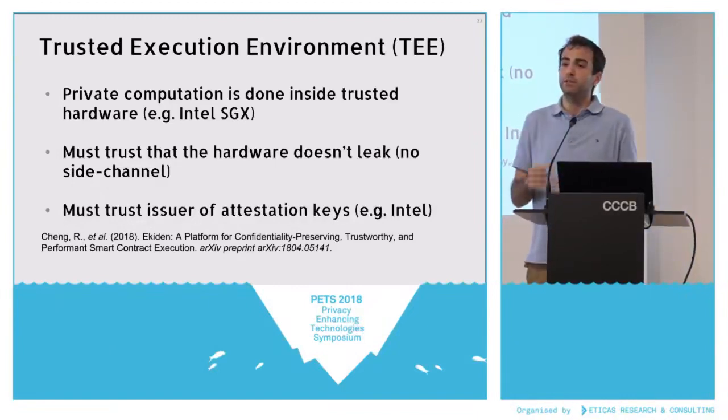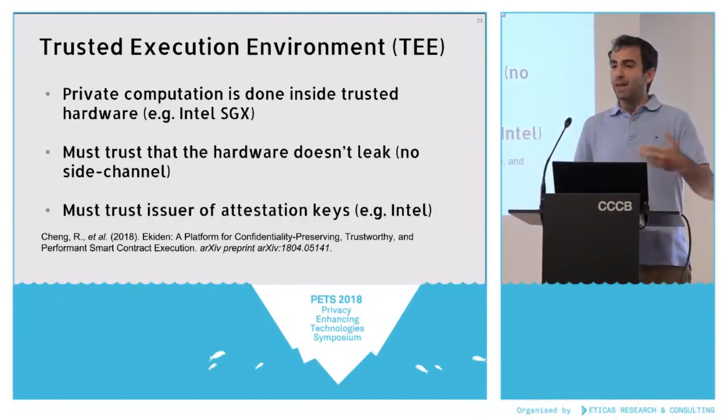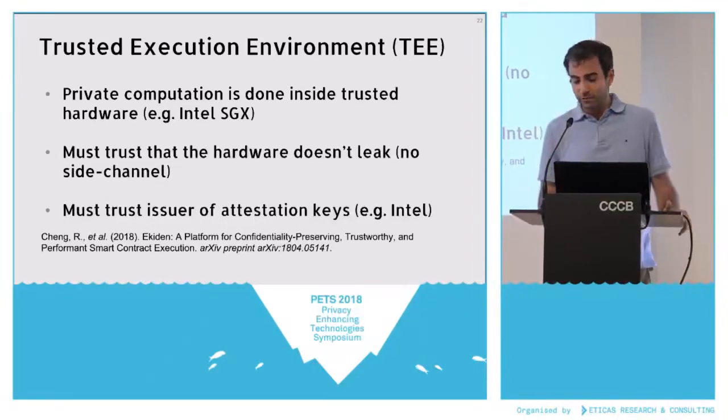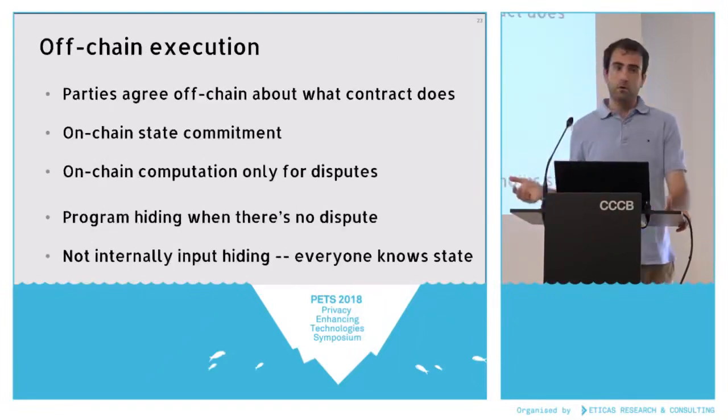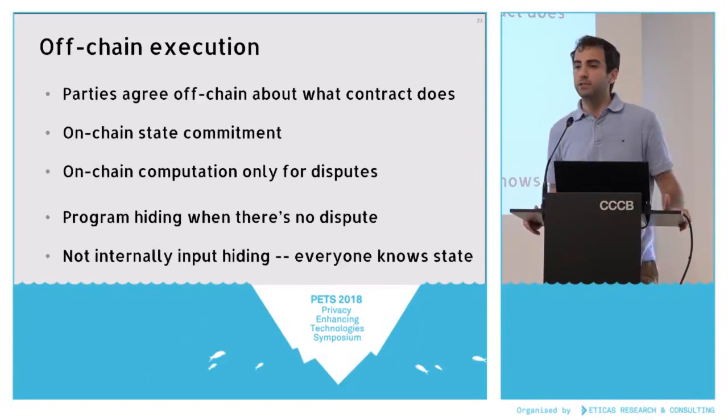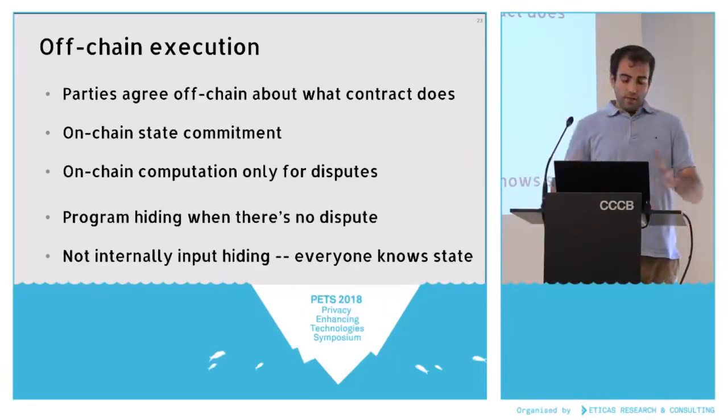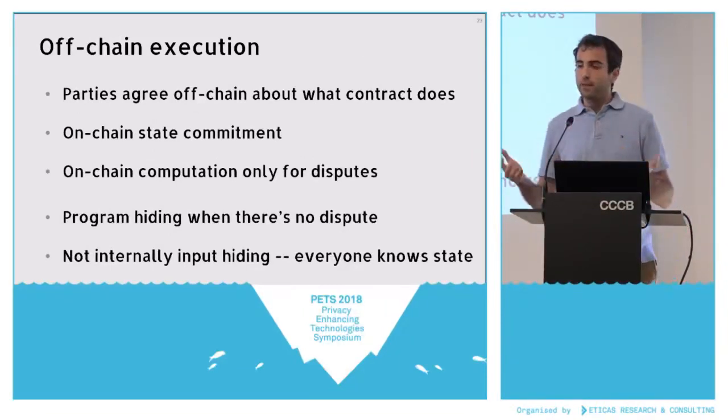And two, you have to trust Intel. Intel is issuing attestation keys that the hardware is using to say that what it did is correct, and if you don't trust them, they can attest false things. Another approach is off-chain execution of contracts, and this is the idea where the parties do what they do offline.